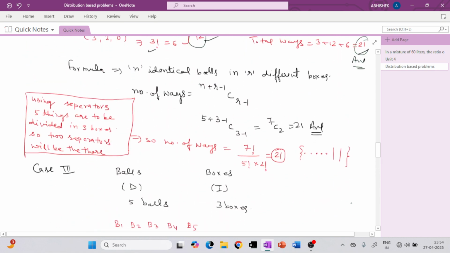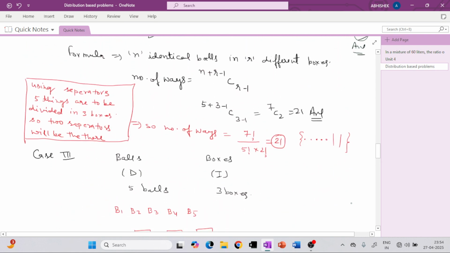Now one more thing: when n identical balls are to be kept in r different boxes, the number of ways will always be equal to n plus r minus 1 C r minus 1. Here, 5 plus 3 minus 1 C 3 minus 1, that is 7C2, answer 21. Directly we can use this. We can also solve this question by using separators.